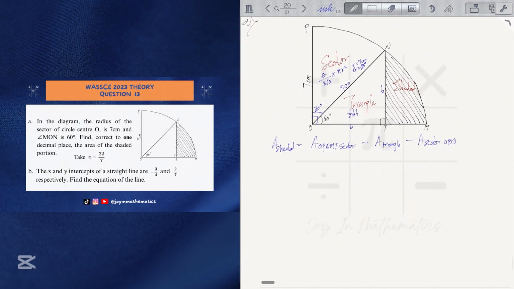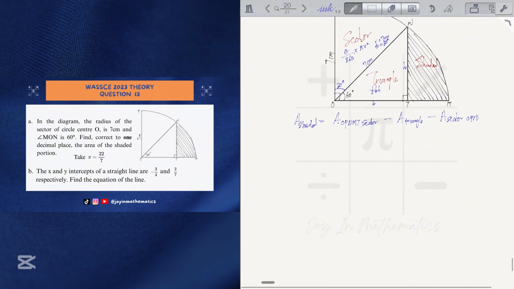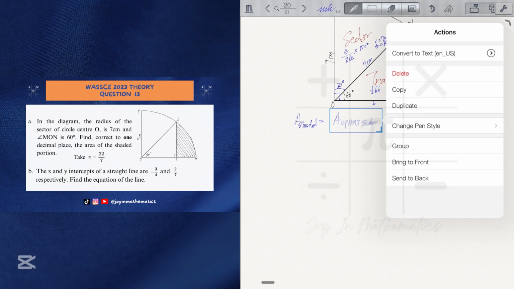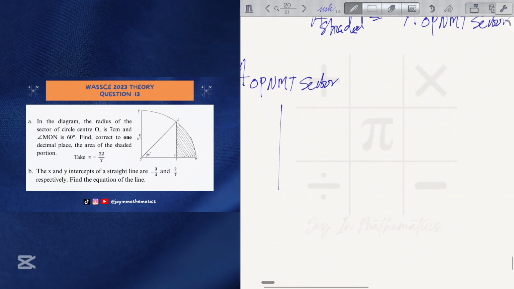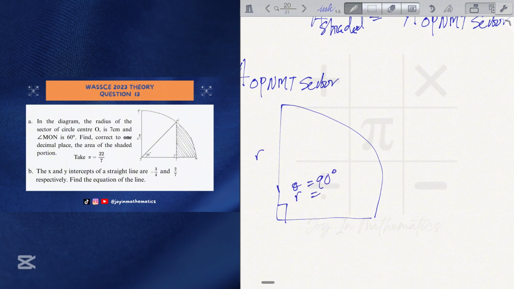So let's begin. What is the area of this sector OPMT? Let's duplicate this so that we will have our focus. So area of this OPMT sector, if we draw the sector out now, we have something like this. That's the whole diagram itself with angle 90 degrees and the radius is 7 centimeters.